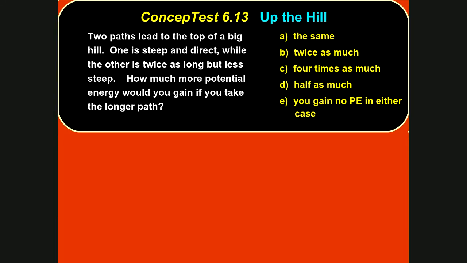Two paths lead to the top of a big hill. One is steep and direct, while the other is twice as long but less steep. How much more potential energy would you gain if you take the longer path? This is a conceptual question.